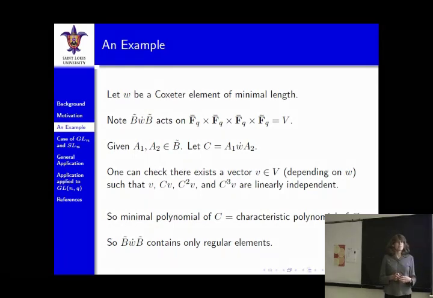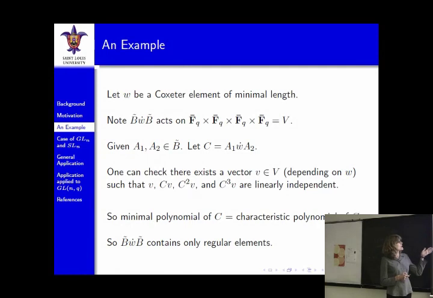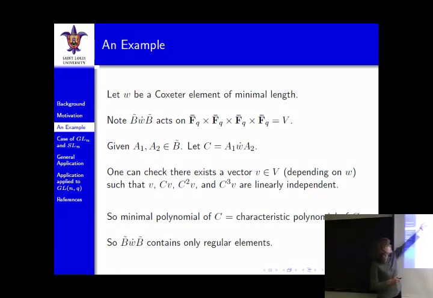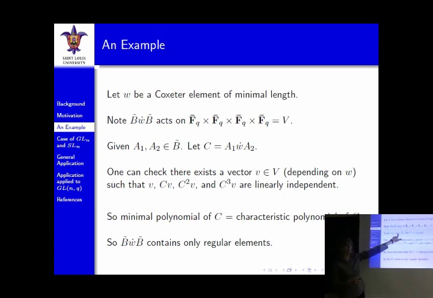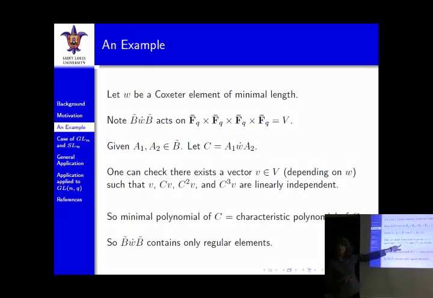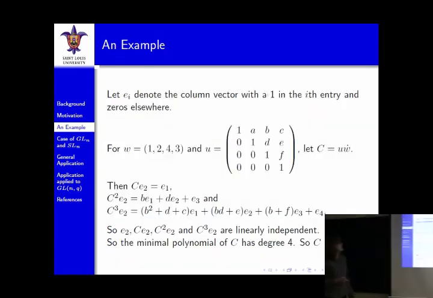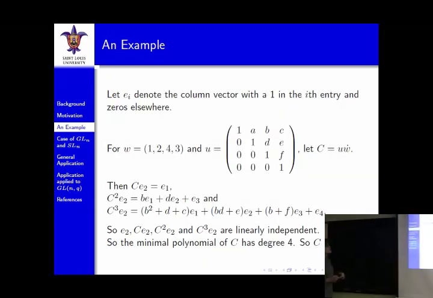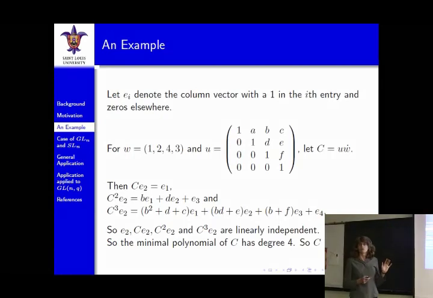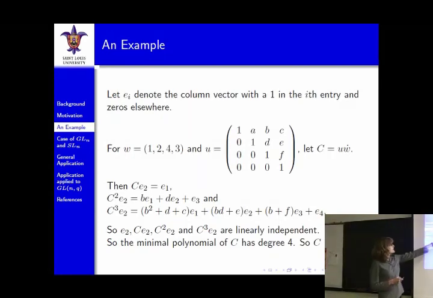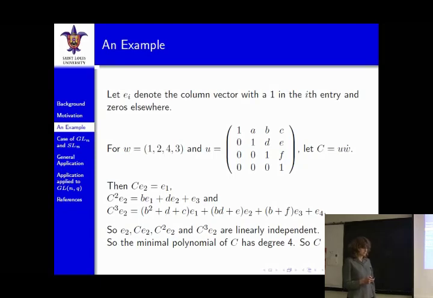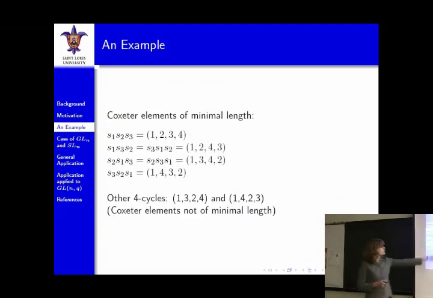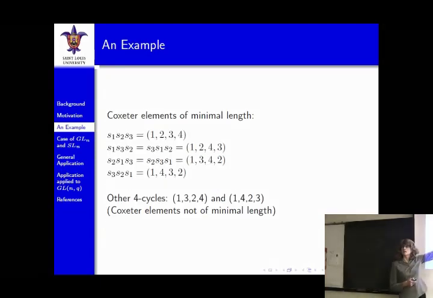And now I'm going to do an example of my example. I like to do this when I teach too. So this is an example, but let's do an example of my example, meaning I'm going to pick a particular Coxeter element here, particular A1 and A2, and show you how this happens. Okay? For notational purposes, let E_i be the column vector with a 1 in the i-th place and zeros everywhere else, pretty standard notation. Let's take W to be (1 2 4 3). That's a minimal length Coxeter element.